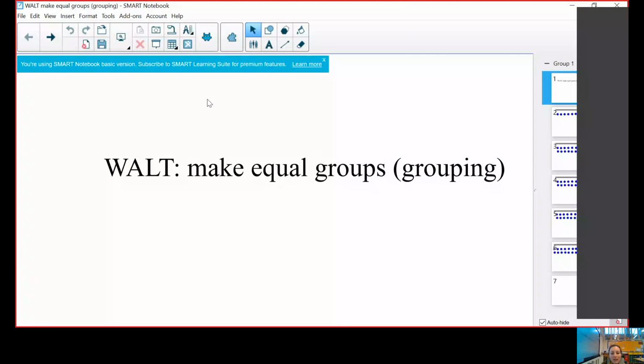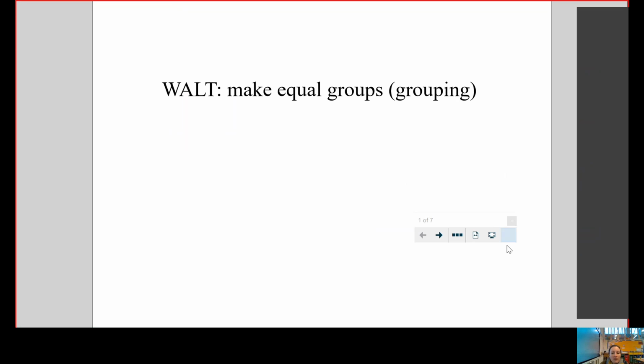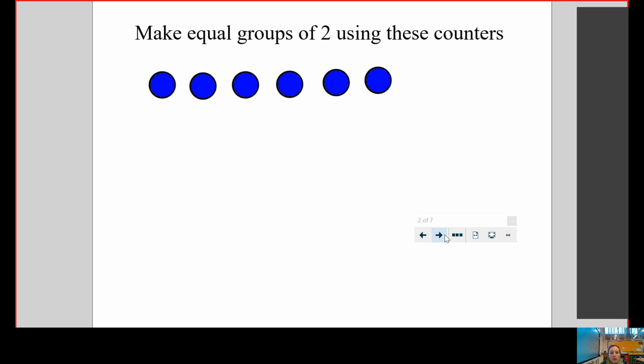Today we are going to be making equal groups using grouping. Okay, so we have got some counters here and we are going to be making equal groups of 2 using those counters. So we're going to be putting them into groups of 2. So we need to group them into 2s.